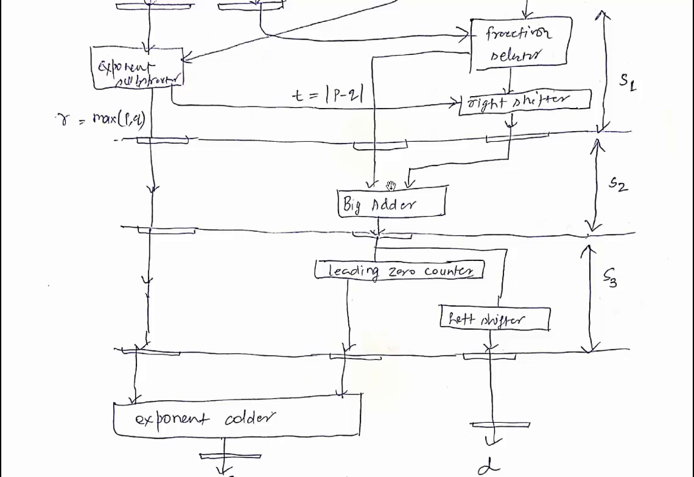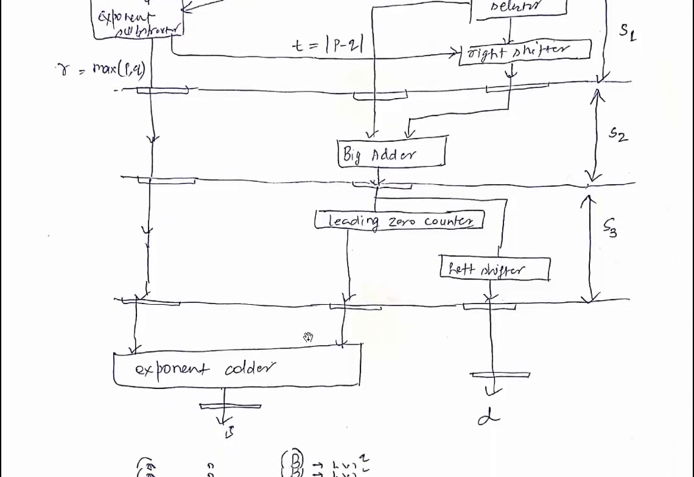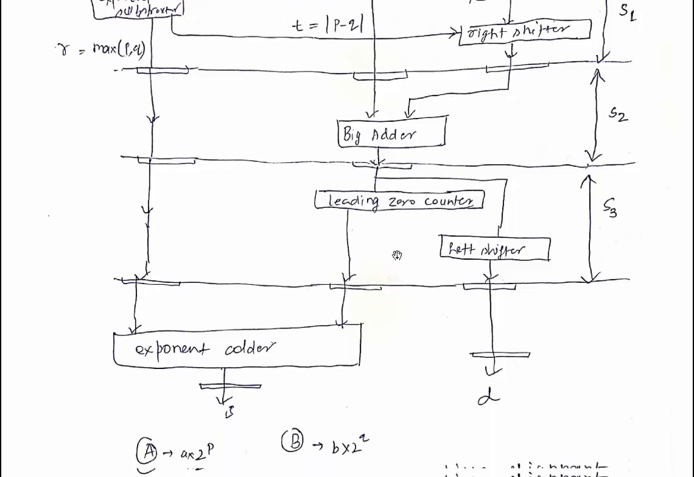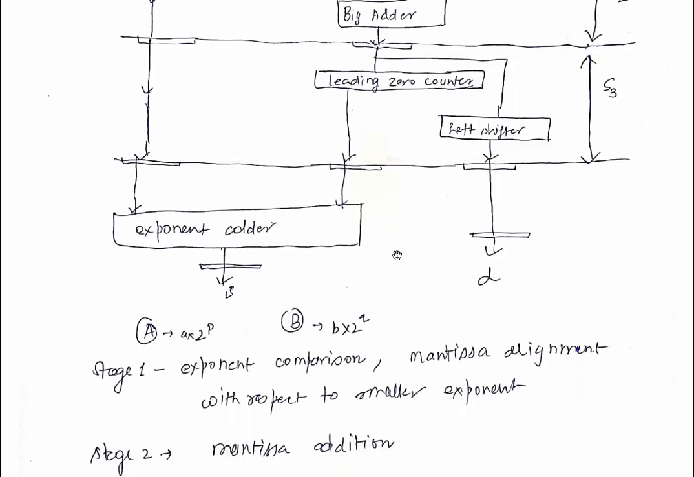This is how these 4 stages are mapped to hardware. The first stage is exponent comparator and mantissa alignment. Stage 2 would be fraction addition or mantissa addition. Stage 3 would be normalization, and stage 4 would be rounding off and renormalization. So that is how you map it to hardware. There would be 4 stages.